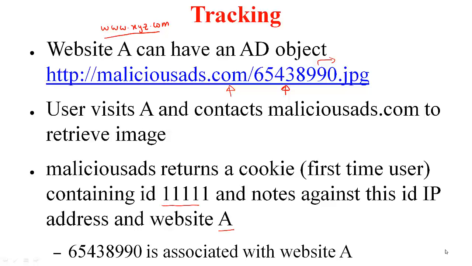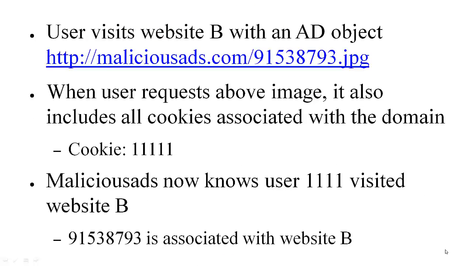So the conclusion here is that the malicious ad server now knows one user with the ID 1111 has visited website A. Now suppose this user visits another website B which also has an ad object from this particular maliciousAds.com. Now this user is again going to contact maliciousAds.com, but when it contacts it, it is now going to pass on this cookie because this cookie corresponds to this particular domain. Now when maliciousAds.com sees this cookie, it has within its history that this user visited website A, and now it knows that he visited website B because this particular number is associated with website B. Now it knows you visited website A and B.